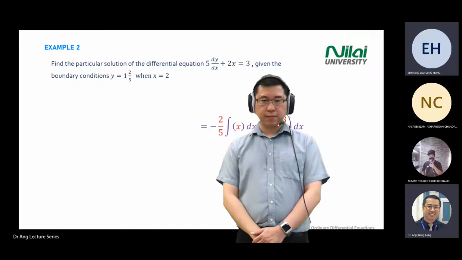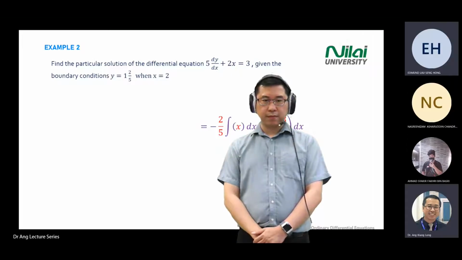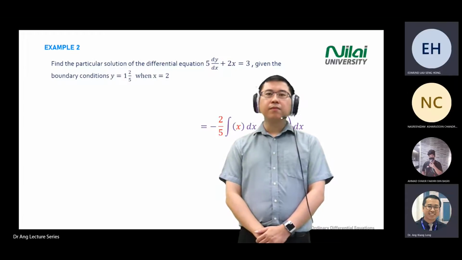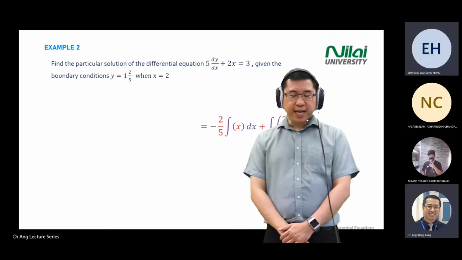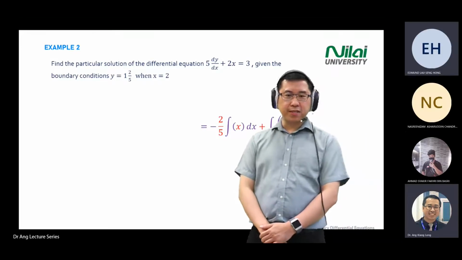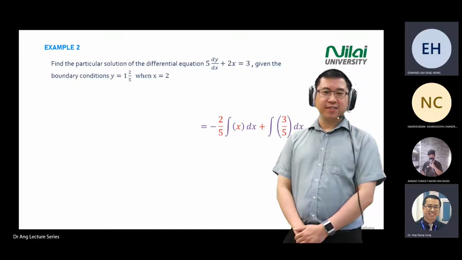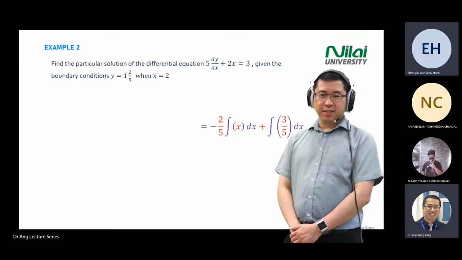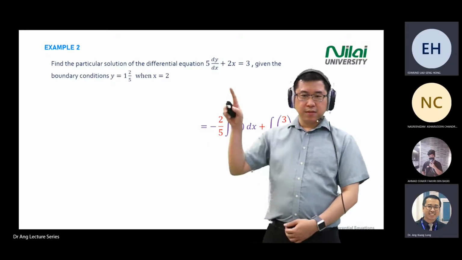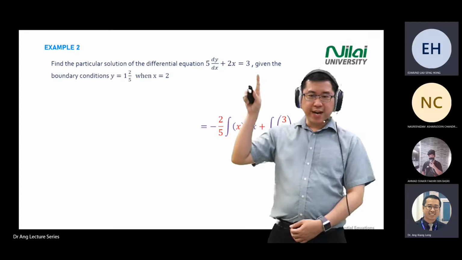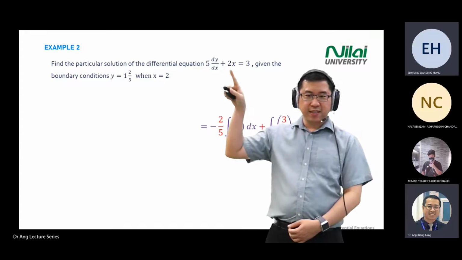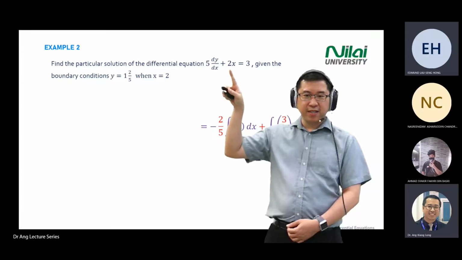Negative 2x plus 3. 5 dy dx equals negative 2x plus 3. How do you get it? I put the 5 and 2x to the 3 there, to the right hand side. You put this one to the right, right? Yes. What do you get? 3 over 2x.